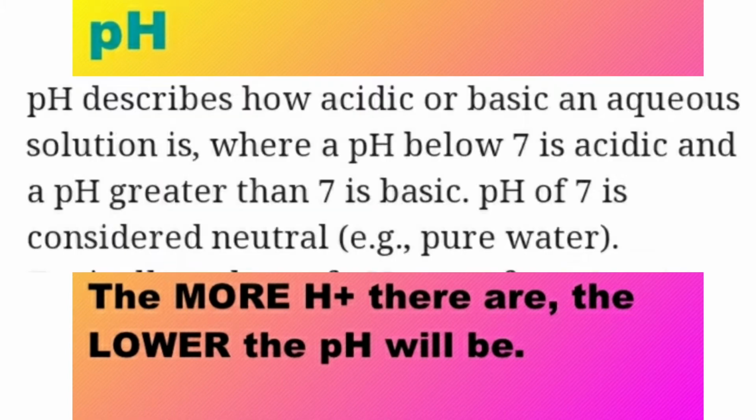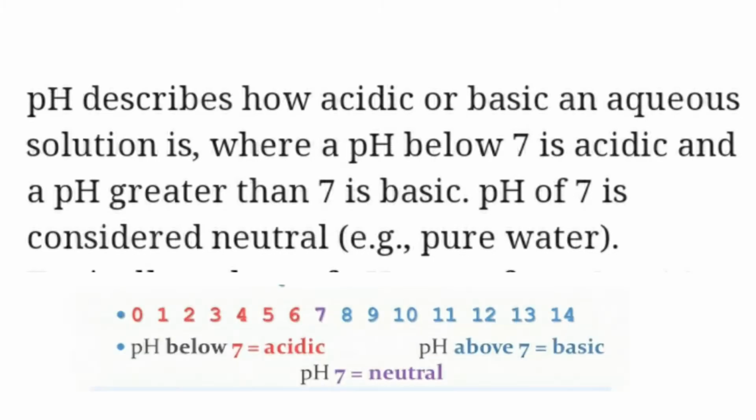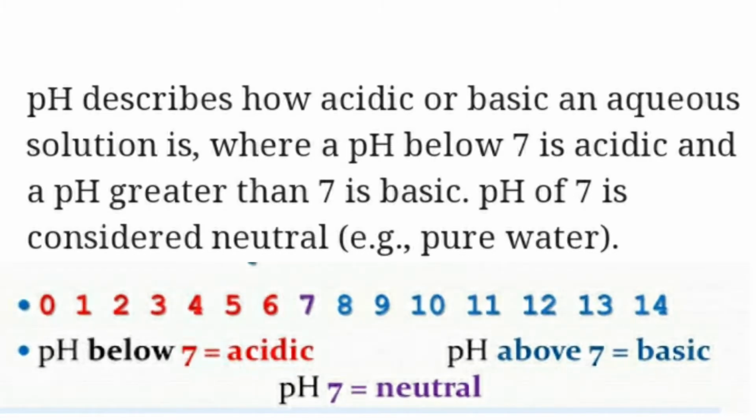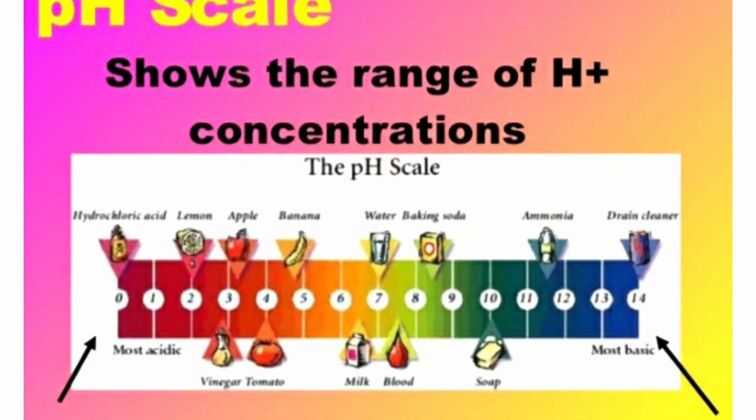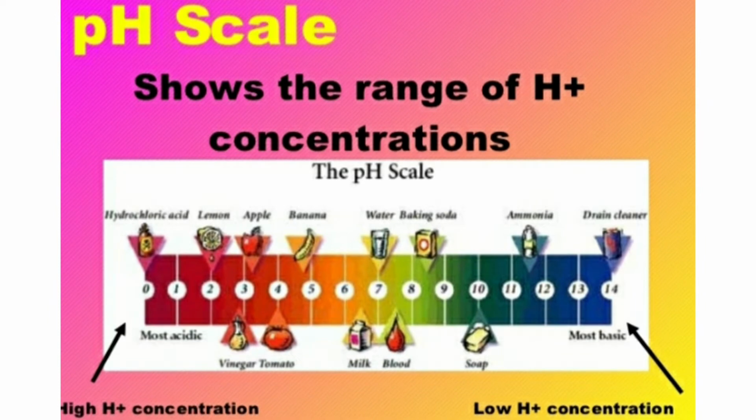So pH describes how acidic or basic an aqueous solution is, where a pH below 7 is acidic and a pH greater than 7 is basic and the pH 7 is considered as neutral. If we see the pH scale chart, towards the left side, that is 0, we see high H plus ion concentration, which shows acidic nature. And if you see towards the right side, that is 14, low H plus concentration, which shows basic nature.